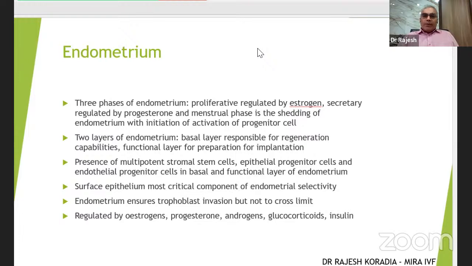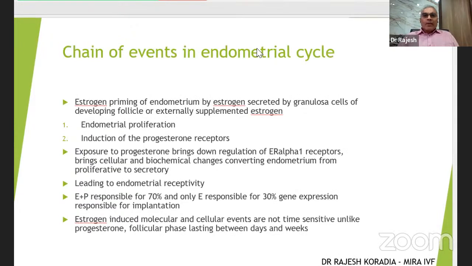Endometrial functions are regulated by estrogen, progesterone, androgen, glucocorticoids, and insulin. Now the chain of events in the endometrial cycle. The estrogen priming of the endometrium is done by the estrogen secreted by the granulosa cells of the developing follicle or externally supplemented estrogen.